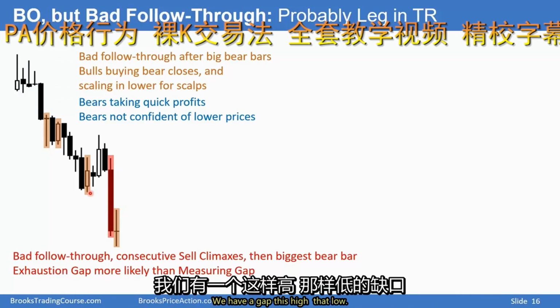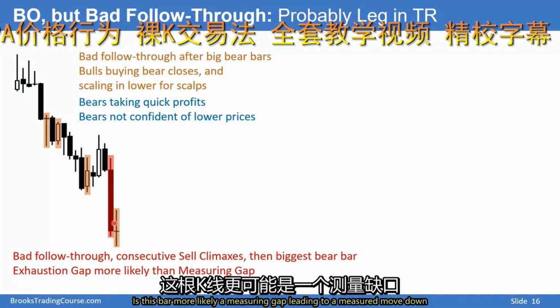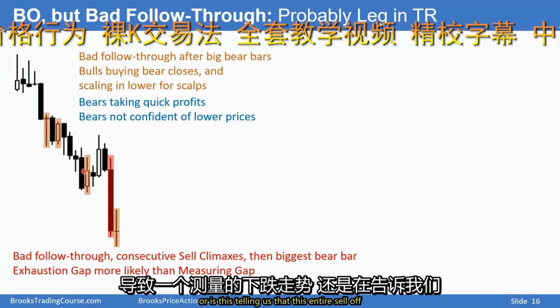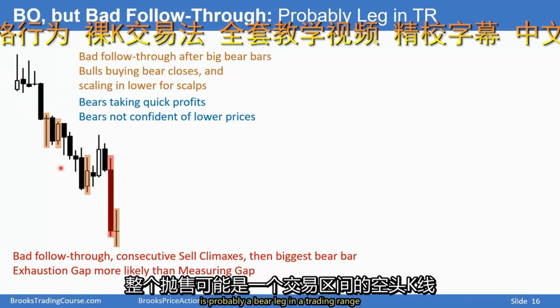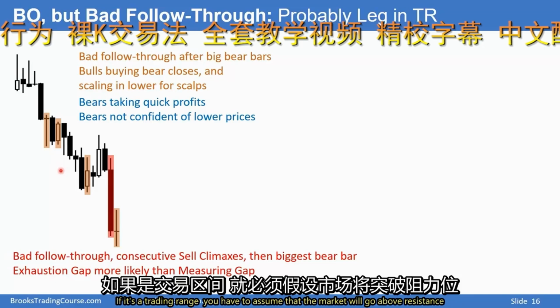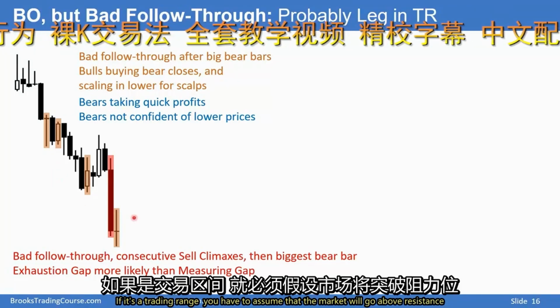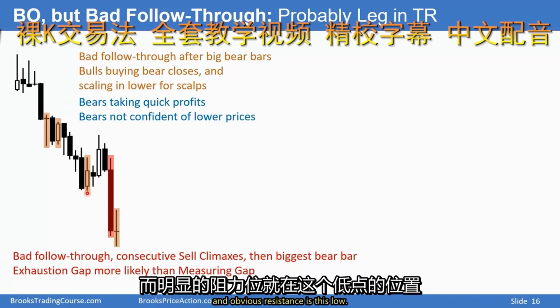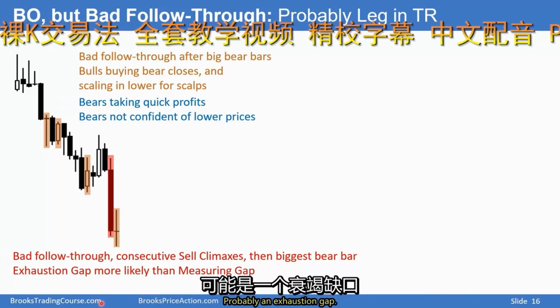We have a gap this high, that low. Is this bar more likely a measuring gap leading to a measured move down? Or is this telling us that this entire sell-off is probably a bear leg in a trading range? If it's a trading range, you have to assume that the market will go above resistance, and obvious resistance is this low. Probably an exhaustion gap.